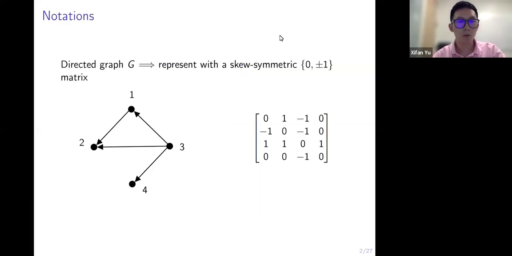In this talk, we only consider directed graphs in which there is at most one directed edge between every pair of vertices. For this kind of directed graph, we can represent them with a skew-symmetric 0, plus-minus 1 matrix. Below is an example where on the left we have a directed graph on 4 vertices, and on the right we have a 4x4 skew-symmetric matrix representing it, with G_ij being +1 whenever there is an edge from i to j, -1 whenever there is an edge in the reverse direction, and 0 whenever there is no directed edge between i and j.